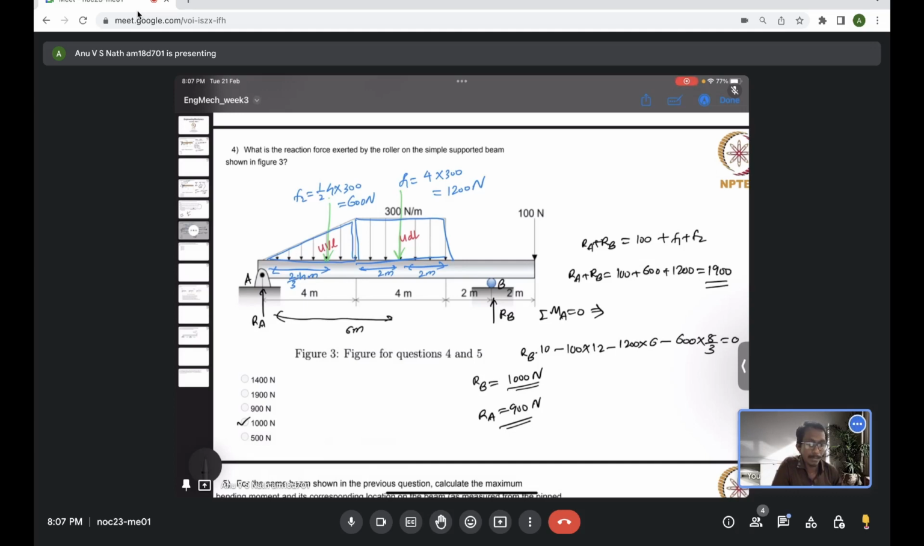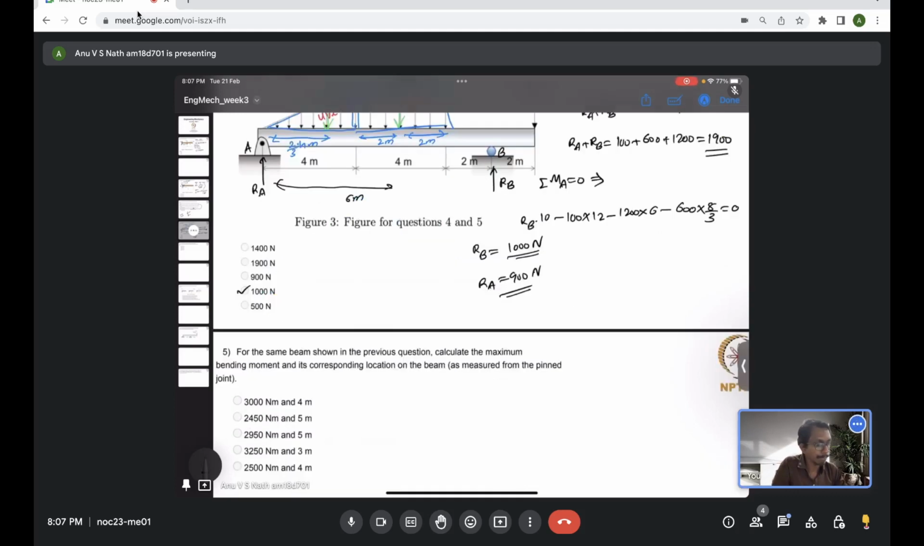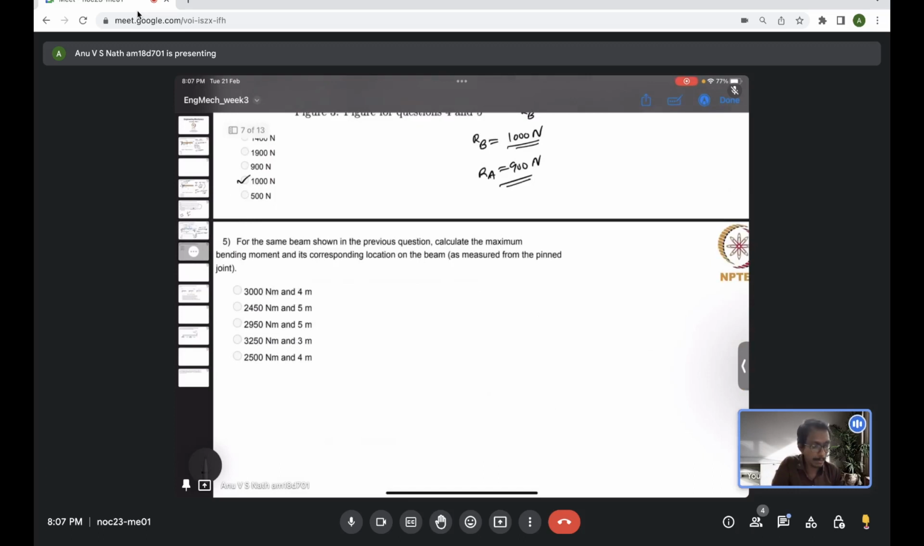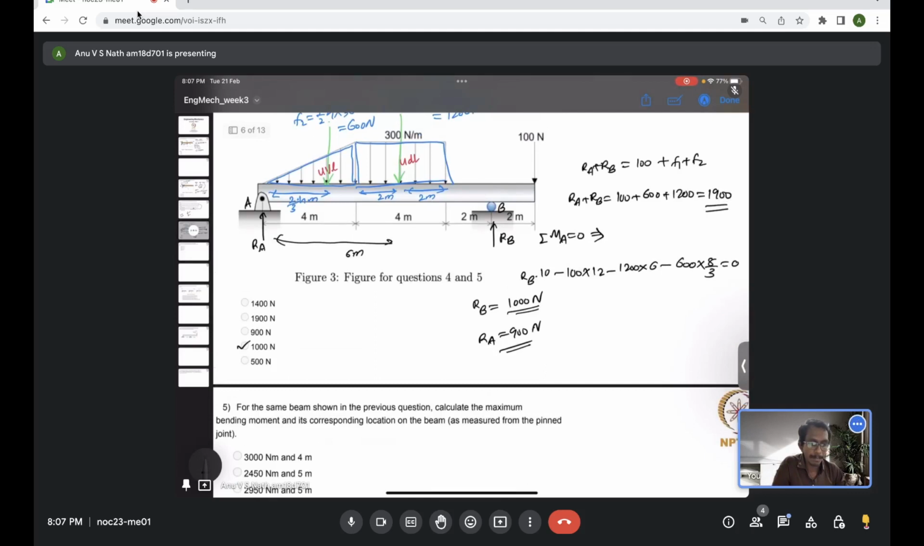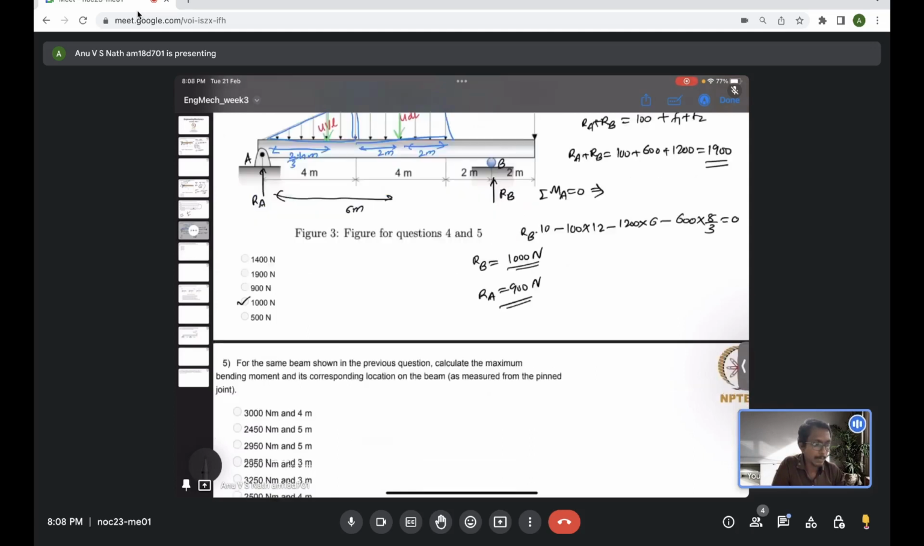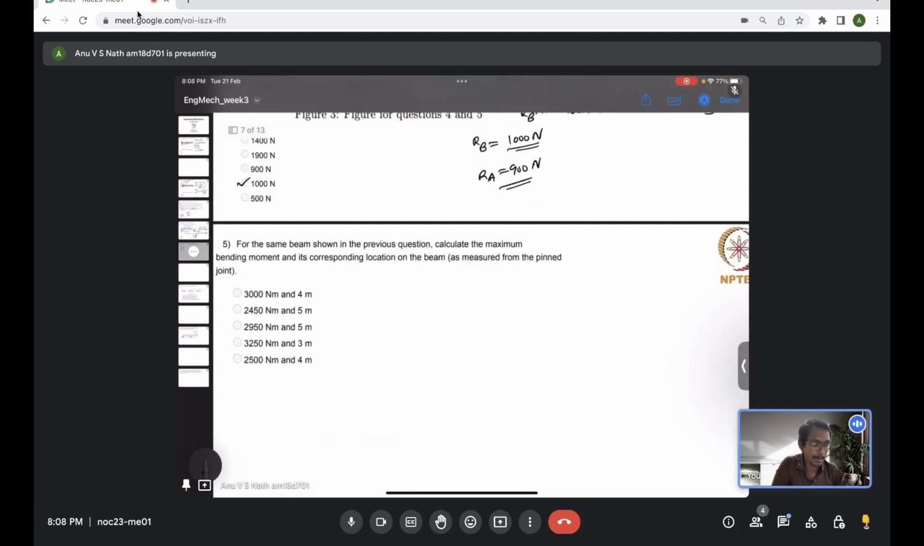Now if you move to the follow-up question: for the same beam as shown in the previous question, calculate the maximum bending moment and its corresponding location on the beam as measured from the pinned joint A. So we measure from the end A. We just need to evaluate where the maximum bending moment occurs.